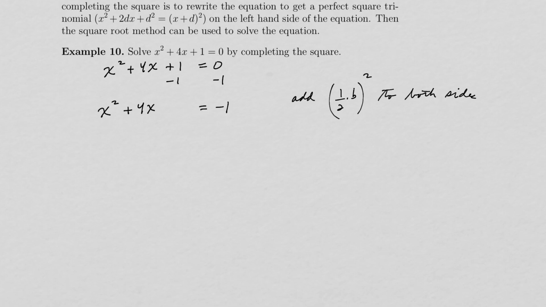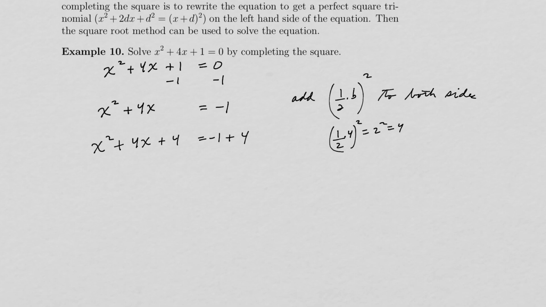So what is b in this case? It's 4. What's half of 4? That's 2. What's 2 squared? So in this case, I want half of 4, right, squared, which is 2 squared, which is 4. I want to add 4 to both sides. Okay, and I can do that because I'm just adding the same number to both sides, right? Whatever you do to one side, do to the other side, and it doesn't change the equation itself.